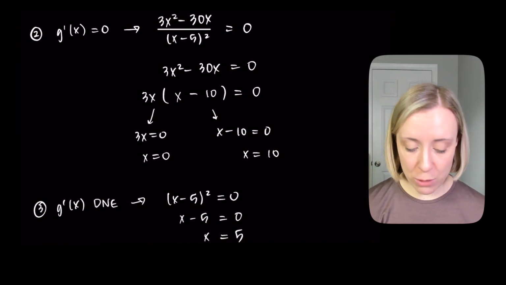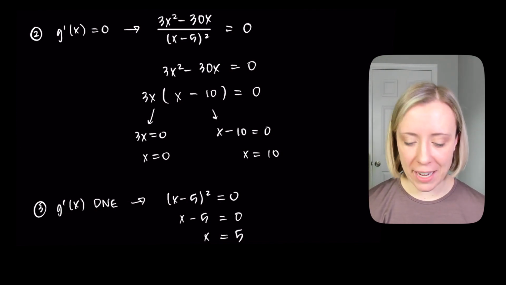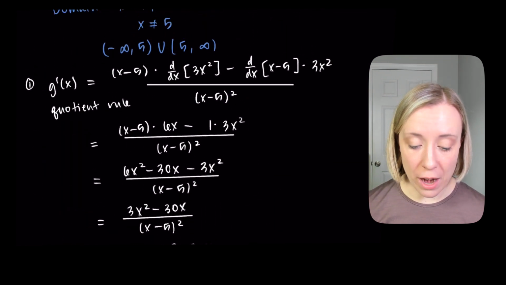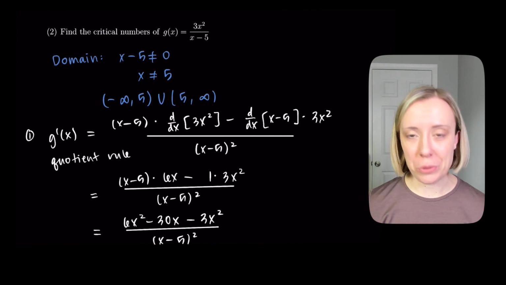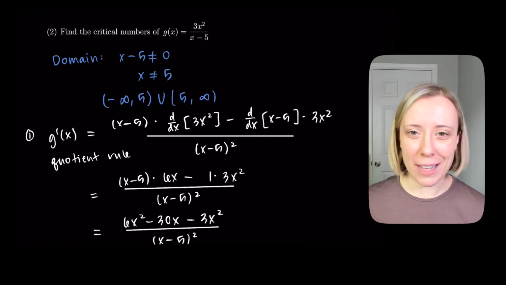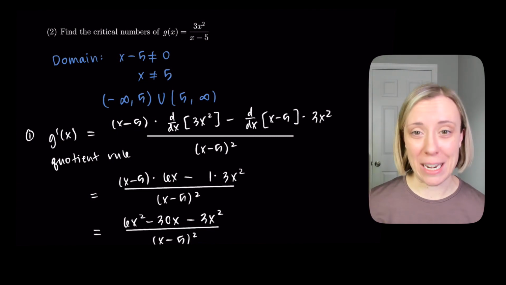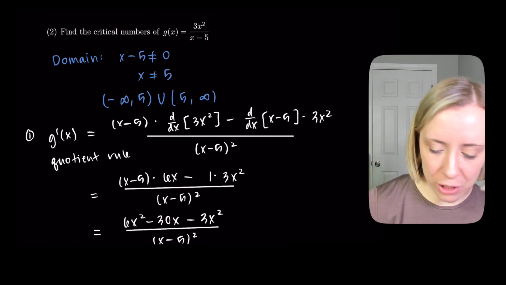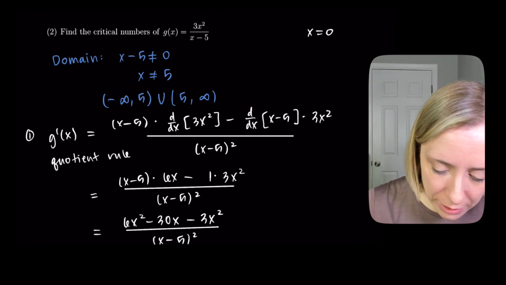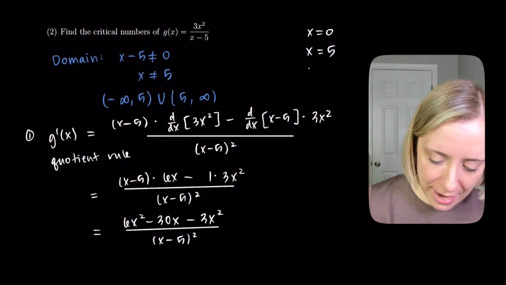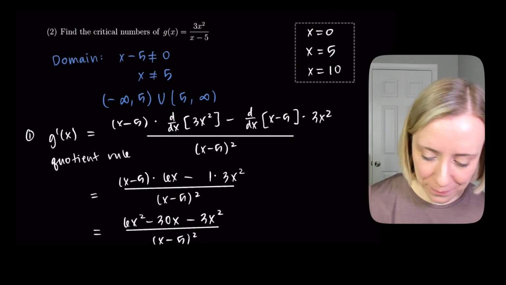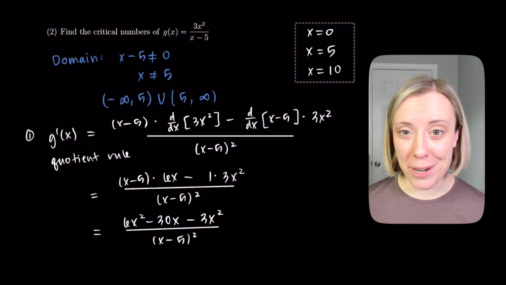So x equals 5 is where my derivative is undefined, and you'll remember that x equals 5 is also where our function is undefined. Since those are the same points, and since that value is like an endpoint of the domain, I'm going to be okay with including that as a critical number. So my final answers are x equals 0, x equals 5, and x equals 10. We're going to include all of those as my critical numbers. All right, there we go. So we had 3 critical numbers for that.